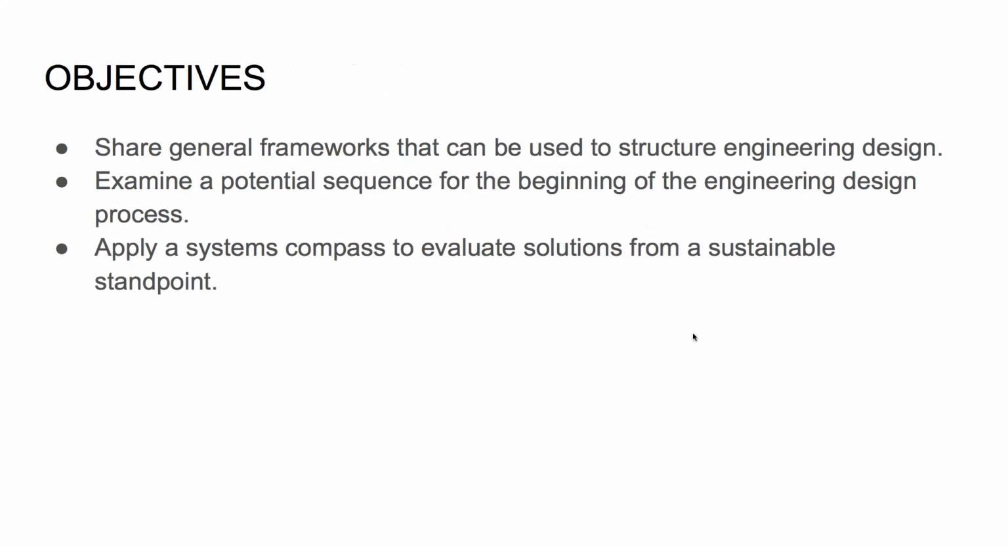So some of the objectives connected to those guiding questions, we're going to be sharing some of those frameworks. We're going to examine a potential sequence for the beginning of the engineering design process. We won't be going through all of it, but we're going to sort of pick the first couple steps here that may be familiar. And we're really going to pick one tool to dive into a little bit. We're going to apply a systems compass to evaluate solutions really from a sustainable standpoint.